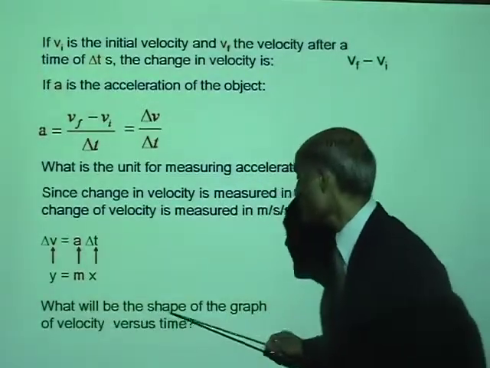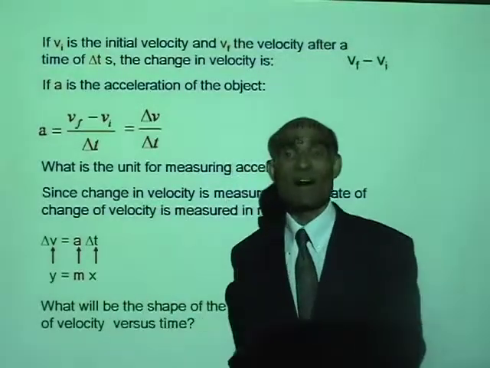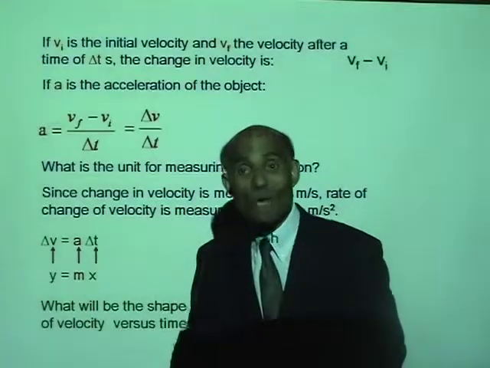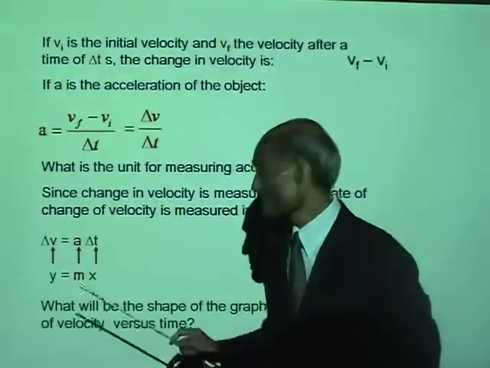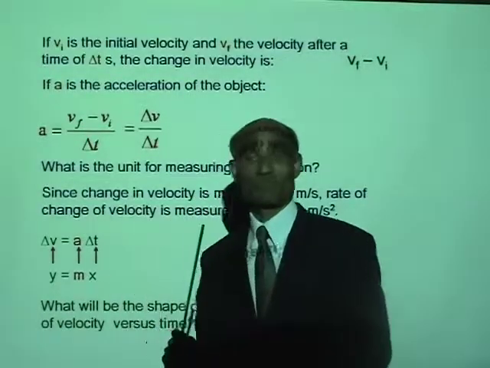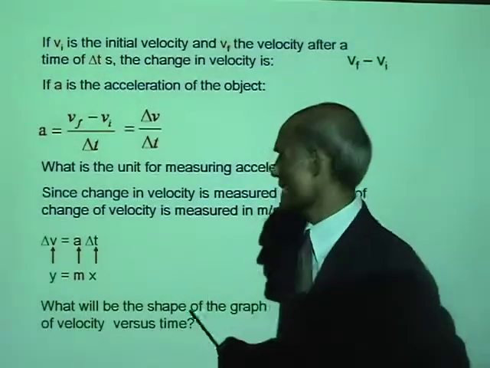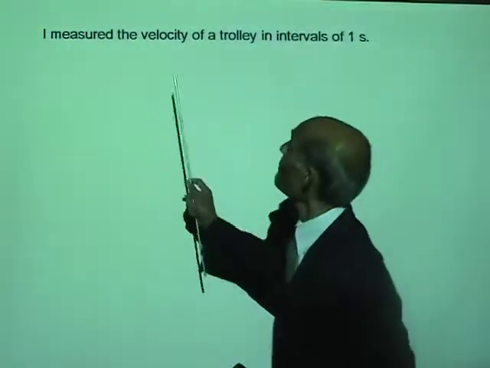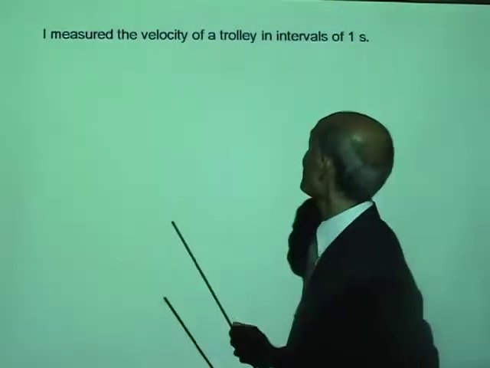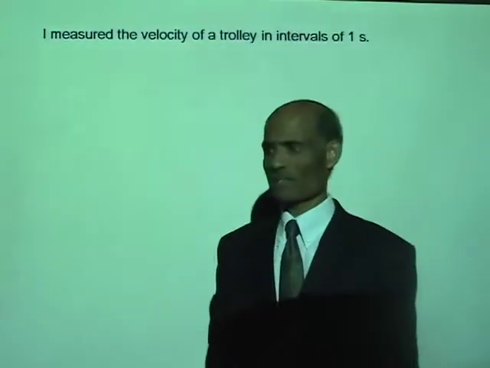So, what will be the shape of the graph of velocity against time? A graph of velocity against time will be a straight line, and the slope of that straight line will be acceleration. Alright? So, let's draw a graph of velocity against time. I will give you an exercise. Now, this is what I did. I measured the velocity of a trolley in intervals of 1 second.